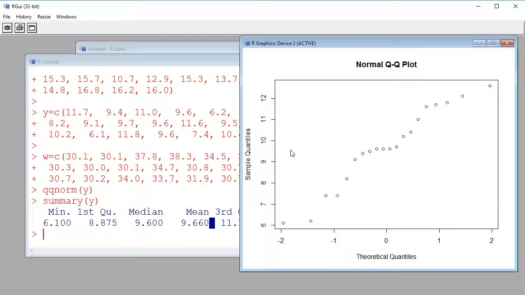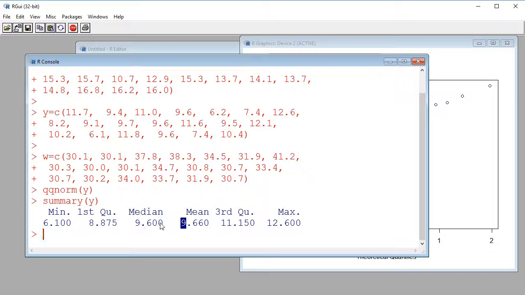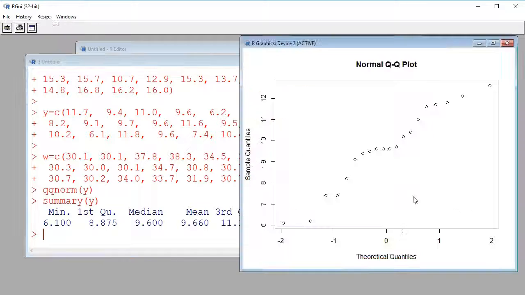Okay, and then what we're going to do is, from the sample quantiles, get the theoretical quantiles. These are z values that correspond to the different percentile ranks. For example, at the median, which is 9.6, this is a percentile rank of 50%. And so I want to get the z value, or the quantile from a standard normal distribution, that corresponds to 50%, which would be 0. And so 9.6, which is around here, should correspond to about 0.